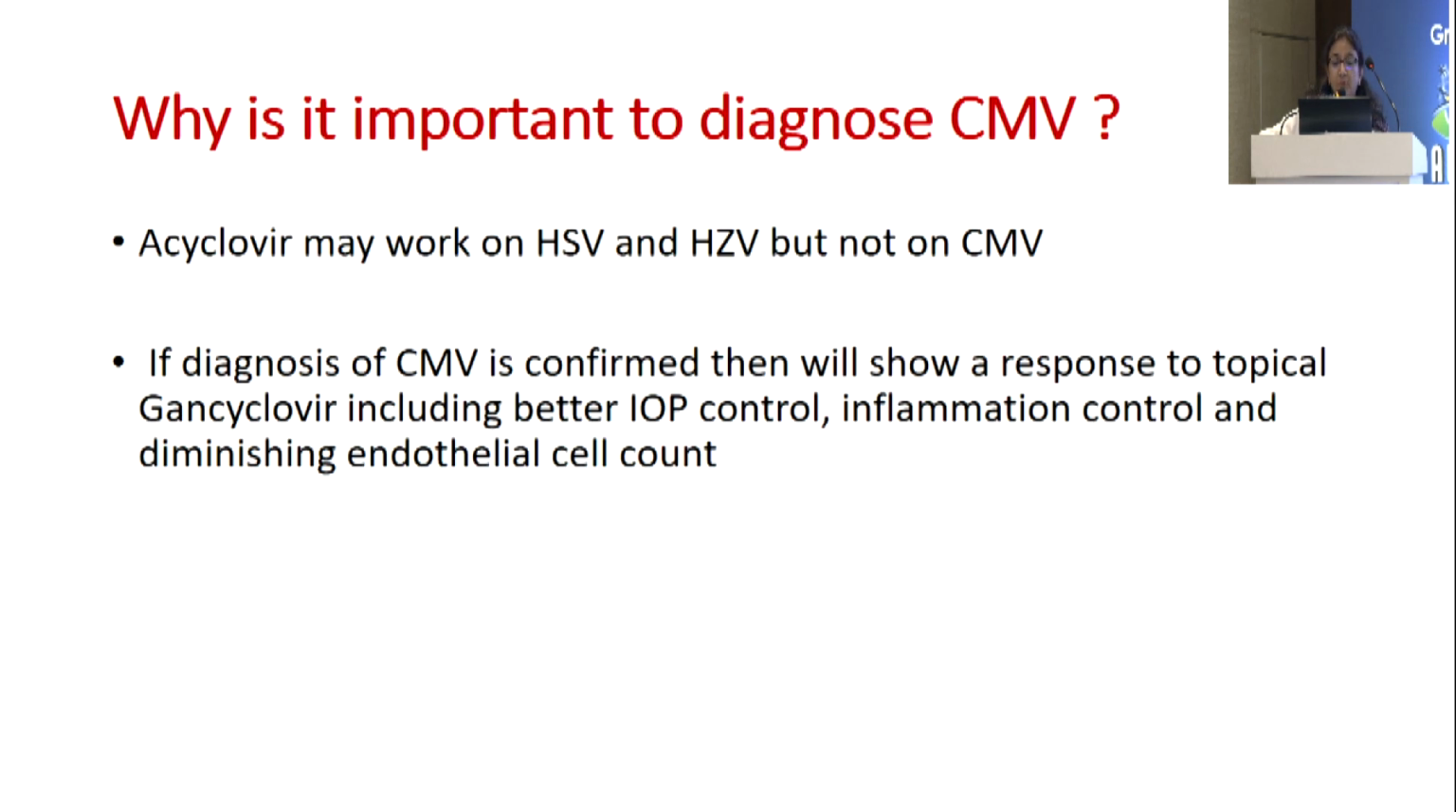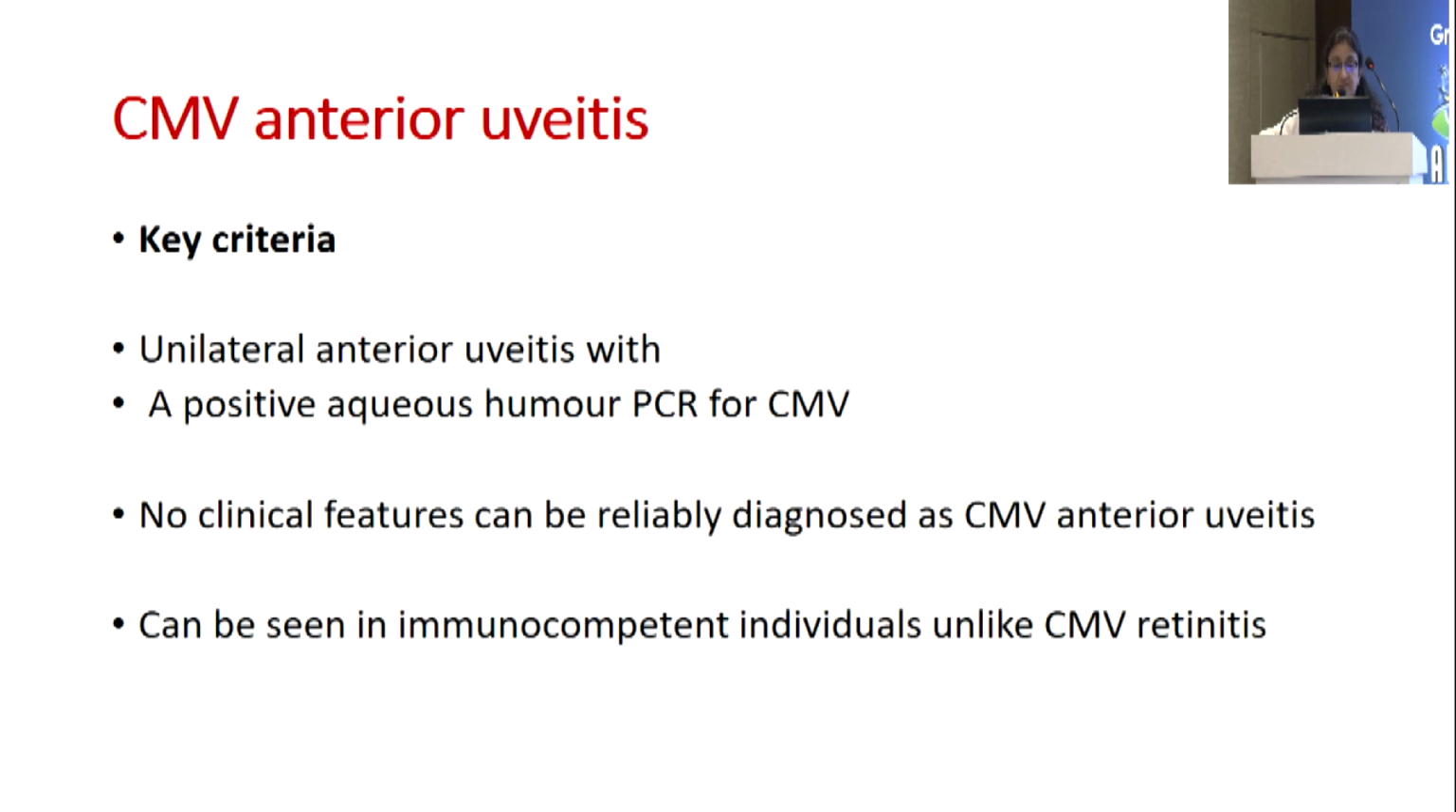Now, why is it important for us to diagnose CMV? Because we know that acyclovir may work on the other 2 viruses but not on CMV. And if we diagnose CMV, then we know that the drug of choice would be ganciclovir, which will help us not only in the control of inflammation, but also control the intraocular pressure and help in avoiding endothelial cell count loss.